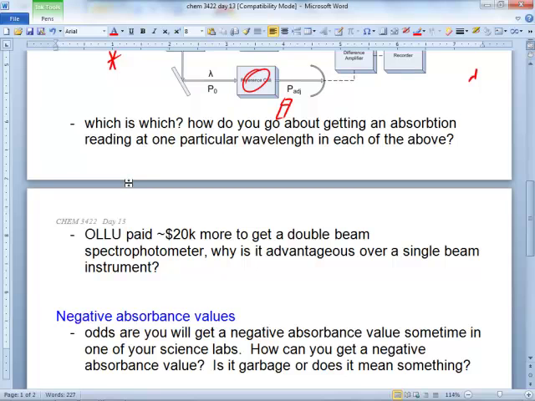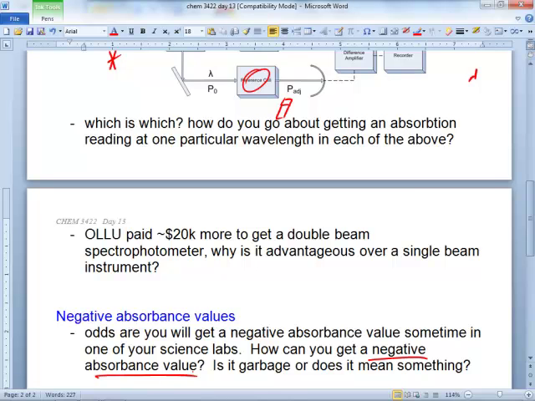So you're doing any absorbance reading. I don't care if it's using the FTIR, the AA, and this happened with the AA in one group, or the UV-vis, you get a negative reading when you start doing your lab analysis. All right? So is that garbage, or does it actually mean something? You get a negative absorbance reading, negative 0.12.